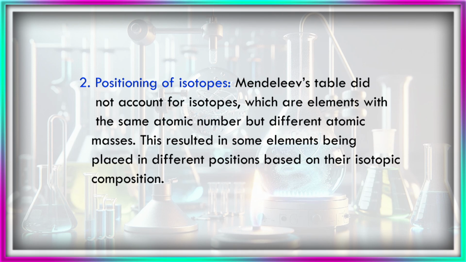2. Positioning of isotopes. Mendeleev's table did not account for isotopes, which are elements with the same atomic number but different atomic masses. This resulted in some elements being placed in different positions based on their isotopic composition.